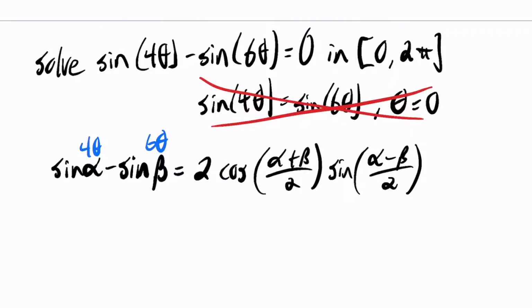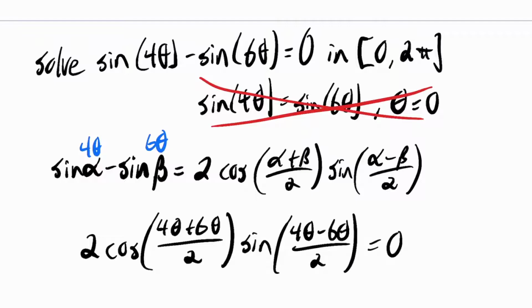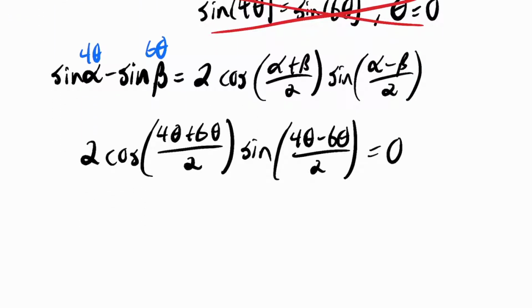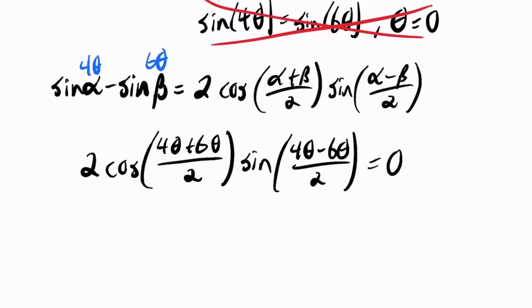So, 2 cosine, and I'll write it out in long form for this one: 4 theta plus 6 theta over 2 times sine of 4 theta minus 6 theta over 2 equals 0. Okay, so I've used the sum to product formula to manipulate the equation so that I have 2 factors rather than 2 terms. And this is going to allow me to solve the problem in a much more complete way. This one, you get a number, but it's not the complete solution.